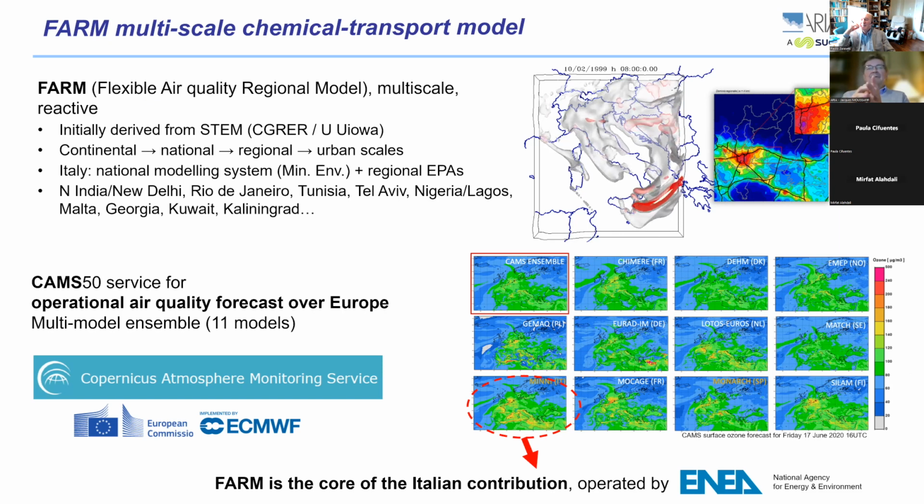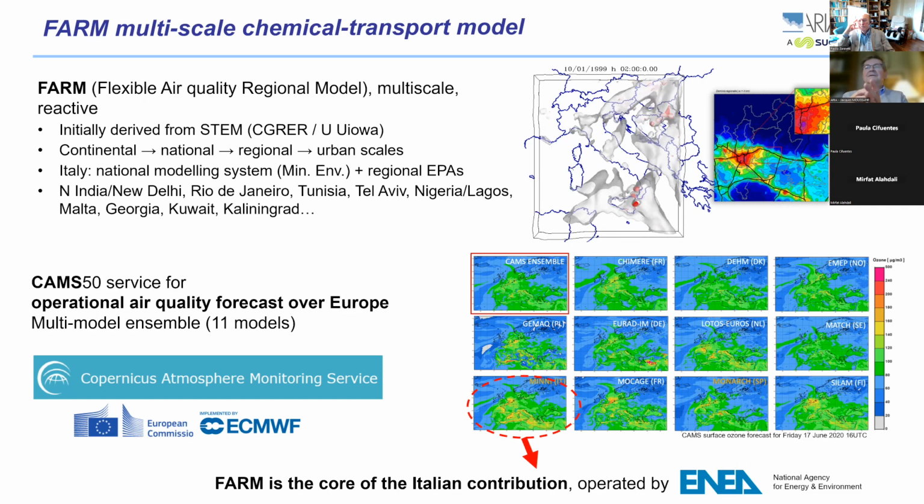And a very impressive recognition for FARM is the fact that if you look here, this is the CAMS ensemble modeling system. CAMS, the Copernicus Atmospheric Monitoring Service, is using the ensemble forecast paradigm. That is, they run in parallel 12 models at least. And among them, you have all the usual suspects.